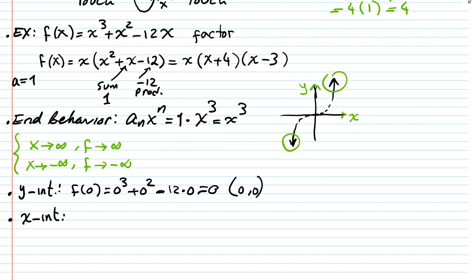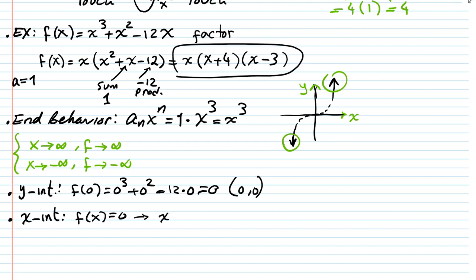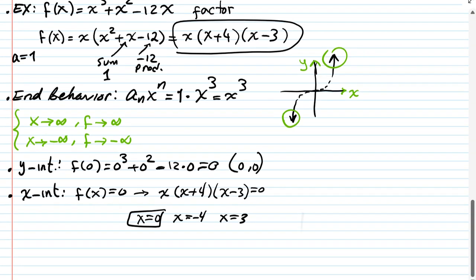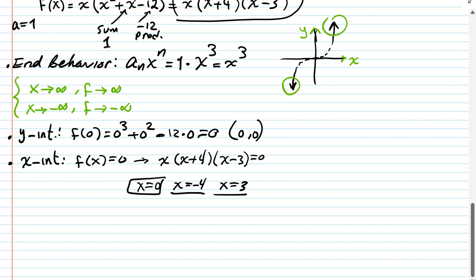Now for the x-intercepts, we set the function equal to 0, and it's easier to set the factored form equal to 0. That means x, x plus 4, and x minus 3 may each be 0. Here x is 0, as suggested by the y-intercept. The next factor is 0 when x is negative 4, and the one next to it is 0 when x is 3. Those are the x-intercepts.